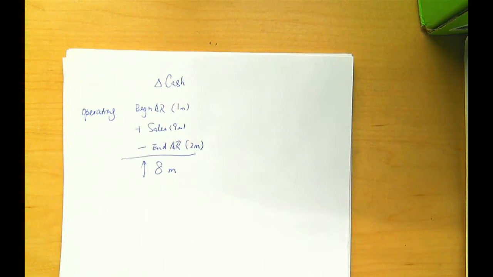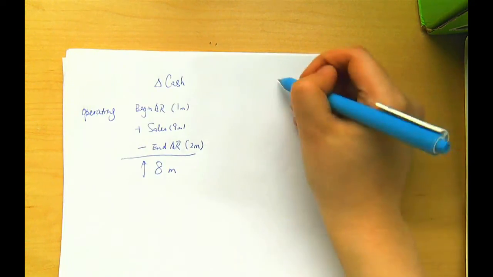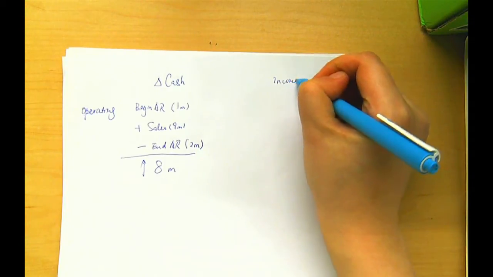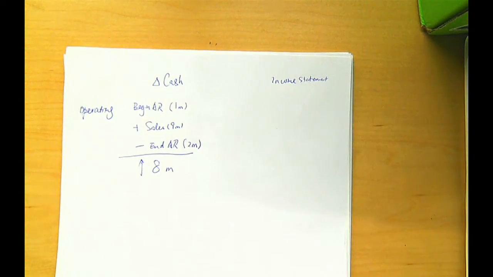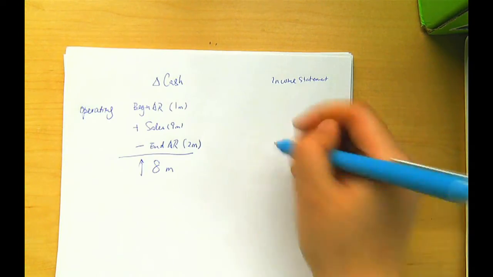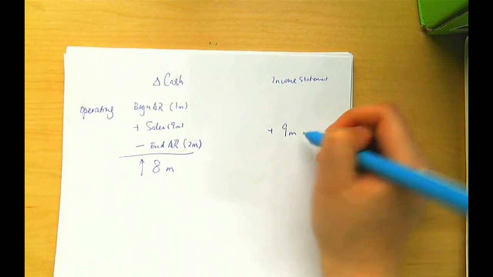But what's the influence of this transaction on the income statement? Just sales increased by 9 million, right?